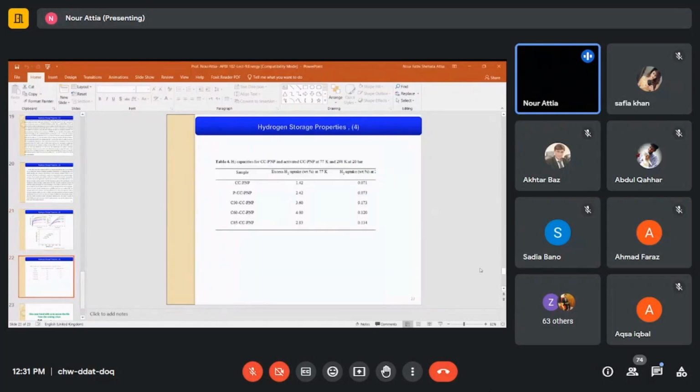These are the results for this one. You can reach 4 weight percent, and around 0.2% at ambient temperature.